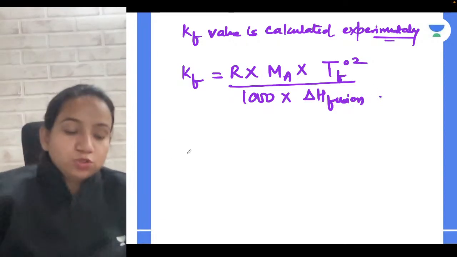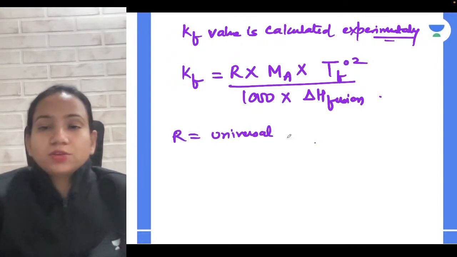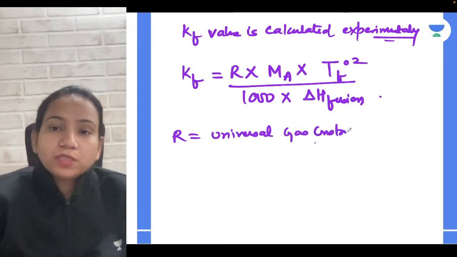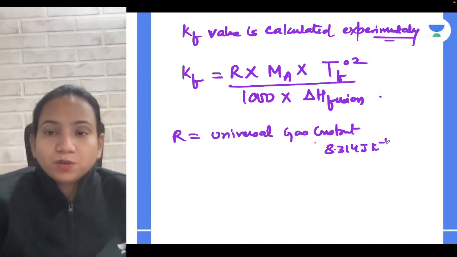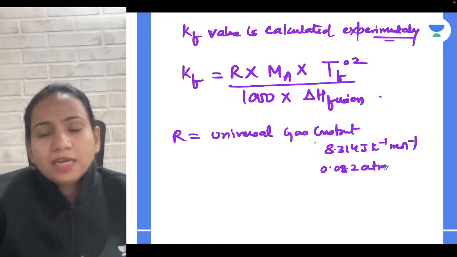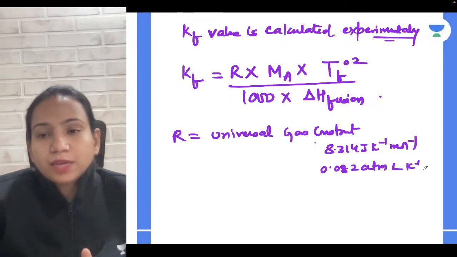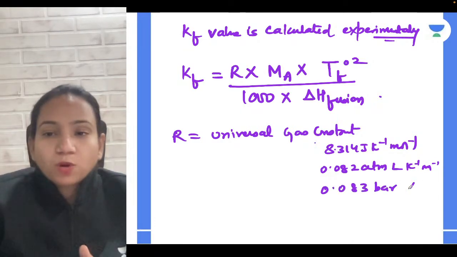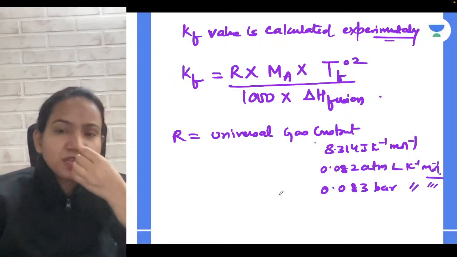Then R is the universal gas constant. You know that, right? If you're talking in terms of energy, it will be 8.314 joule per Kelvin per mole, or in terms of pressure, it will be 0.082 atm liter per Kelvin per mole, or it can be 0.083 bar liter per Kelvin per mole. Any value you can utilize depending upon that.